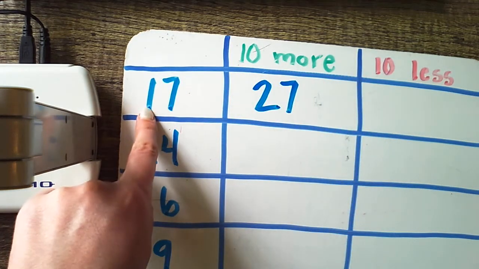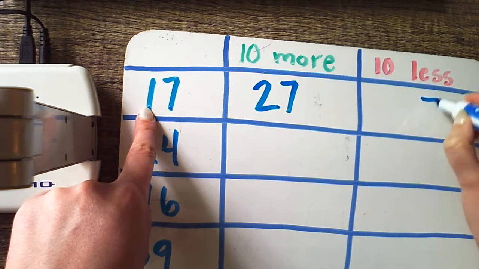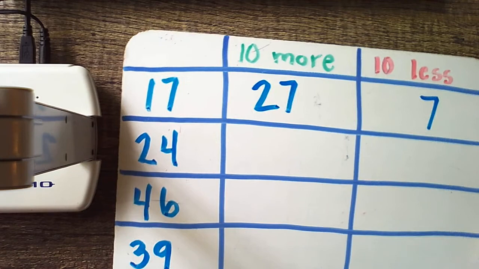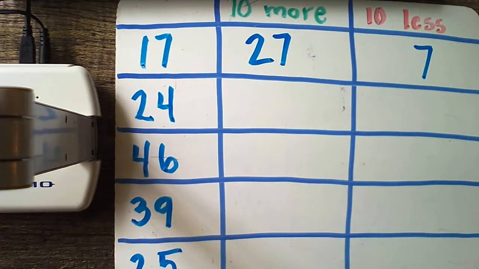So instead of having 1 10, if I get rid of that 10, now I have 0 10s. The digit in the ones place stays the same. I have 7 ones. 10 less than 17 is 7. Let's look at the next one.